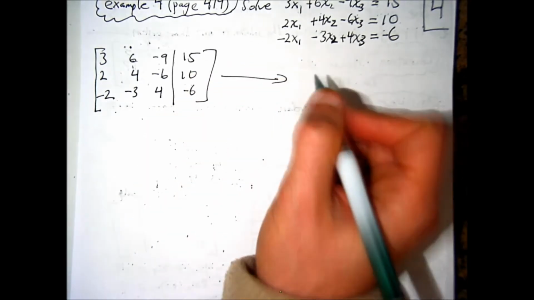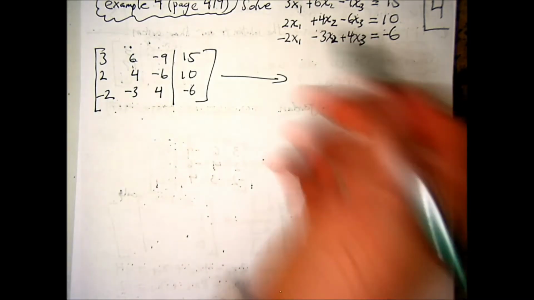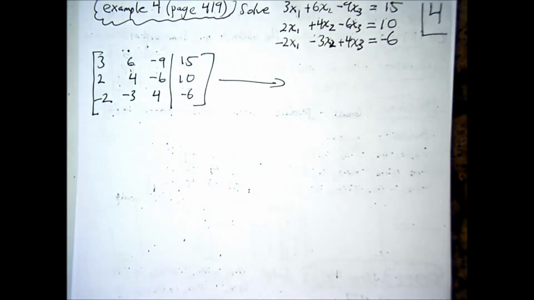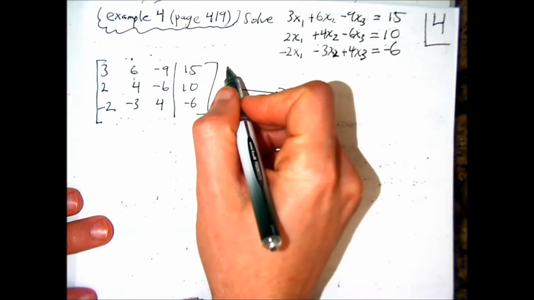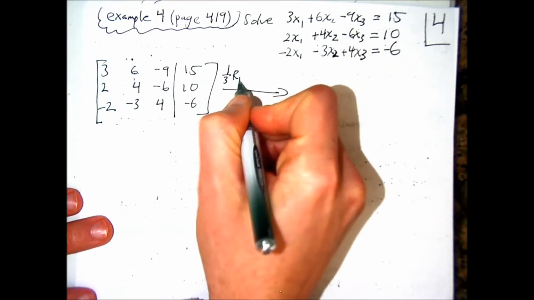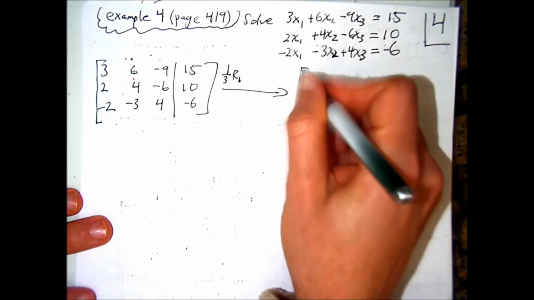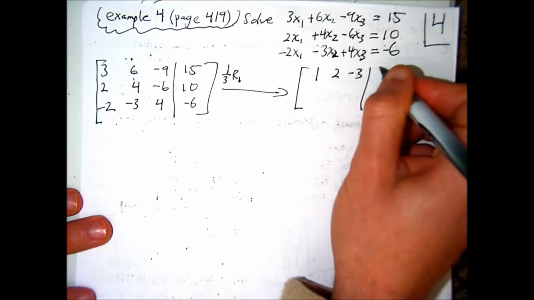Alright, and we start doing our steps. And that's the trickiest part, figuring out what step to do, or more like once you do the step, the arithmetic of it, like I've been saying. So you could do anything you want as long as you're following those row operation rules. You don't have to do it the way I'm doing it here on the paper. There might be a faster, better way. So let's do 1/3 row 1. Okay, and let's see what we get. We get 1, 2, negative 3, vertical bar, 5.